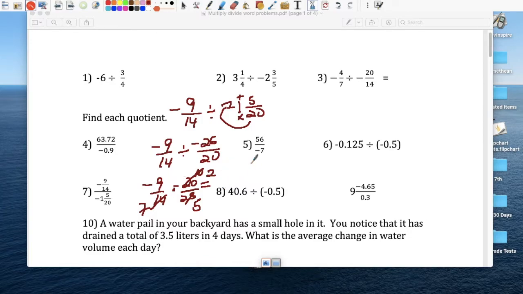So 9 times 2 is 18. 7 times 5 is 35. So you notice my answer is already in its simplest form. And by the way, positive, because a negative times a negative is a positive.